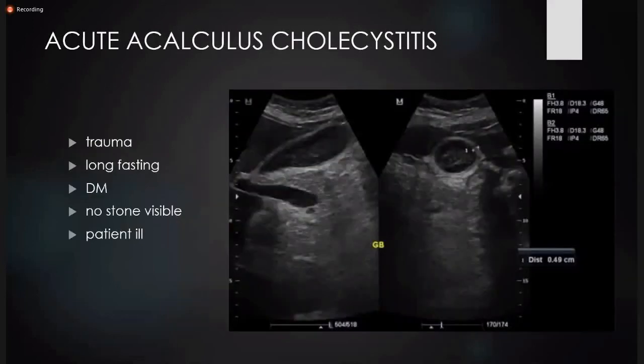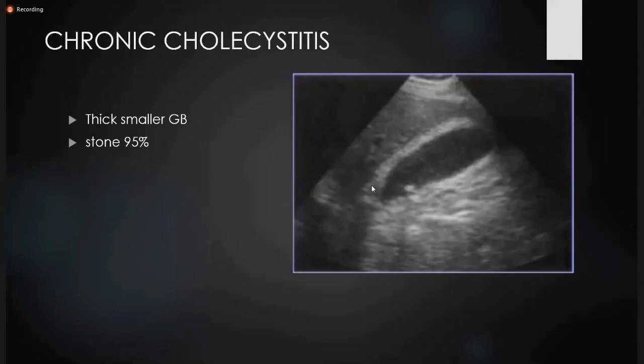Cholecystitis can happen without stone, usually in a diabetic patient, and the patient is usually ill. In chronic cholecystitis, the gallbladder becomes small and thick walled and is usually associated with stones.